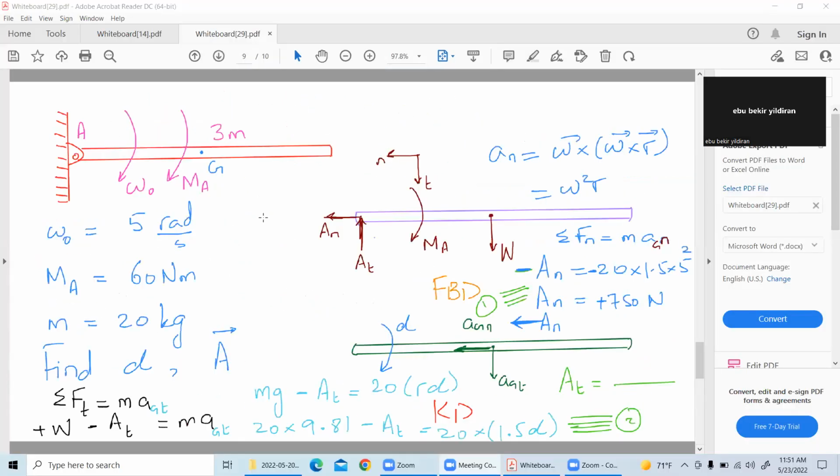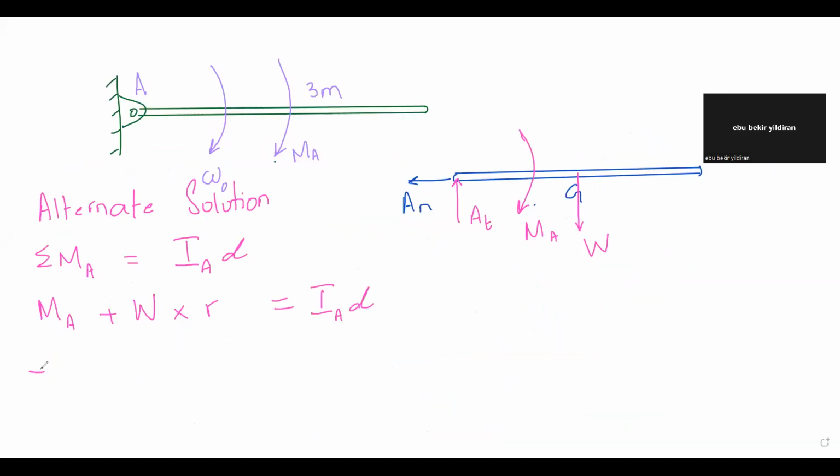We have to double check from the given notes. I think the MA that is given to me in the problem is 60 Newton meters. So someone has applied a moment of 60 Newton meter on this rod. So I will put 60 Newton meter here because it is given to me. Weight was given to me as 20 kilograms multiplied by 9.81. R, one of the students said, is 1.5 meter. It is equal to IA alpha, correct?